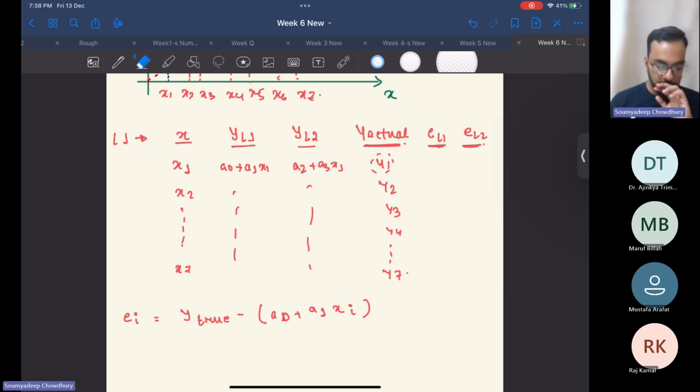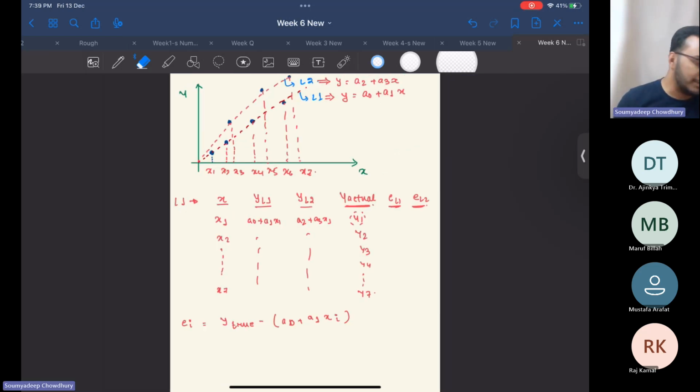Then you compare in which one the error is more. If the error is more, that means that particular line is not predicting your data correctly. So wherever the error is less, that is your best fit line. Is this concept clear? Is it clear, or should I repeat it once again?